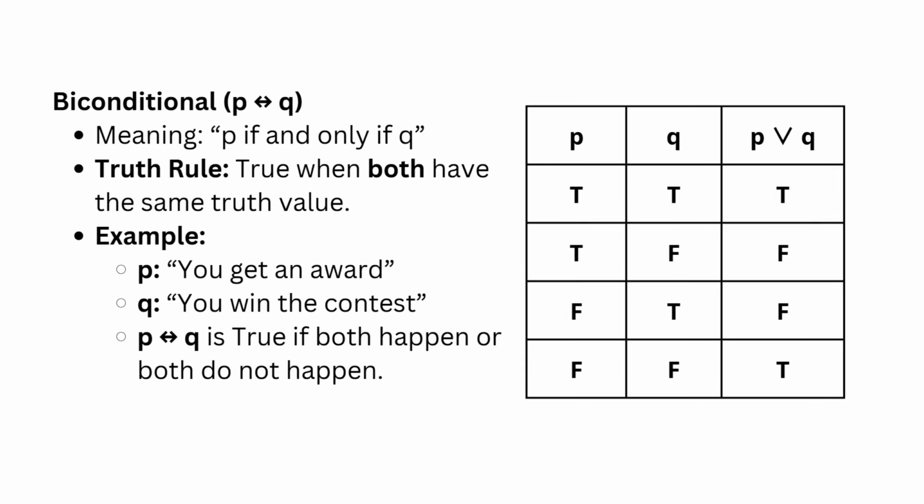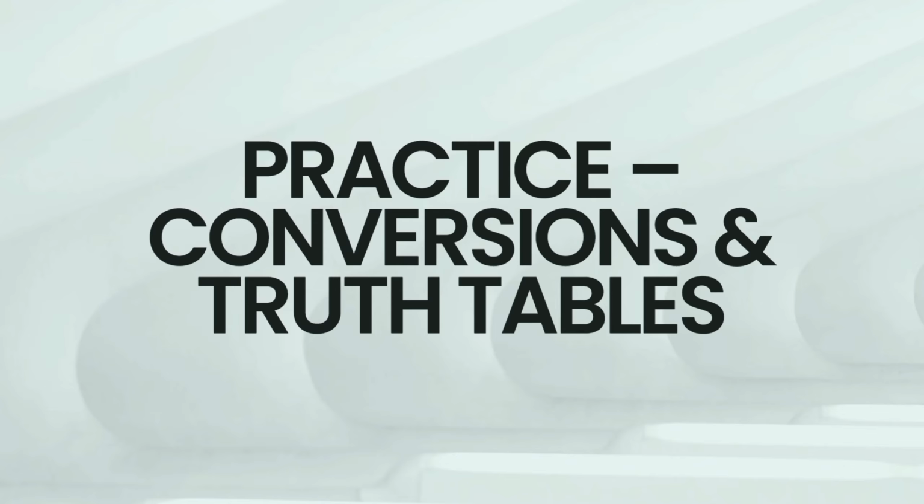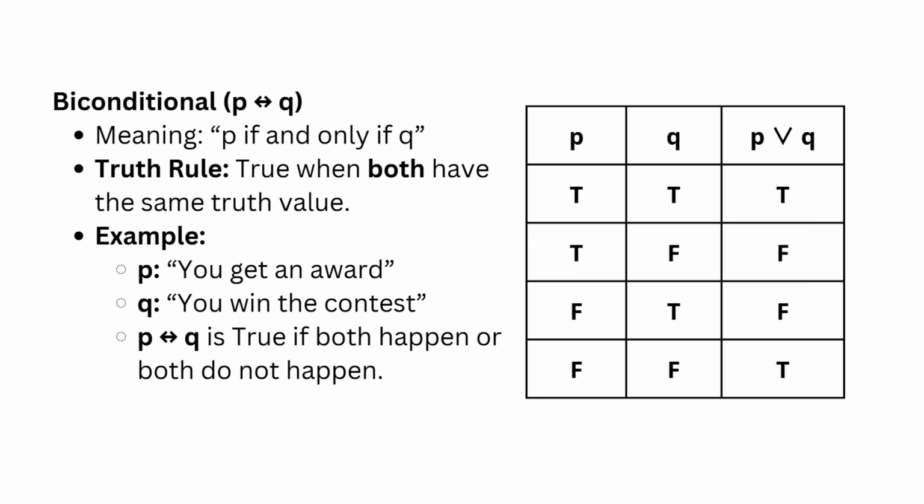Next is biconditional, meaning P if and only if Q. Biconditional is true only if both values are the same. Example, P is equal to you get an award, Q is equal to you win the contest. This example is true if both happen or both do not happen. You can see in this table that if only one of them is true, the biconditional is false.